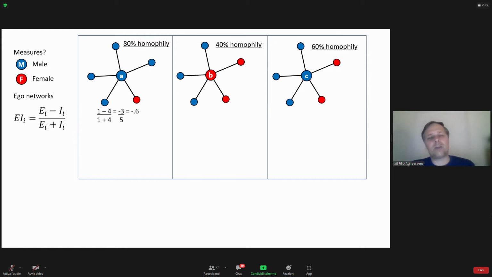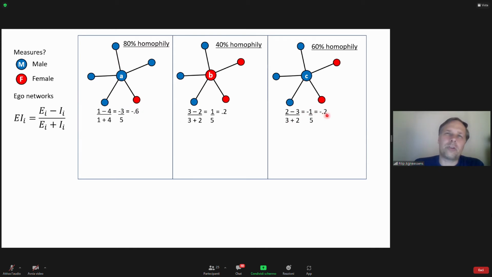But basically what it does, it takes the number of heterophilous ties, external ties. So A has one external tie. A has 4 internal ties. So that's 1 minus 4. That's minus 3 divided by the total number of ties, which is 5. And so this is minus 0.6. This is 0.2, this is minus 1.2.